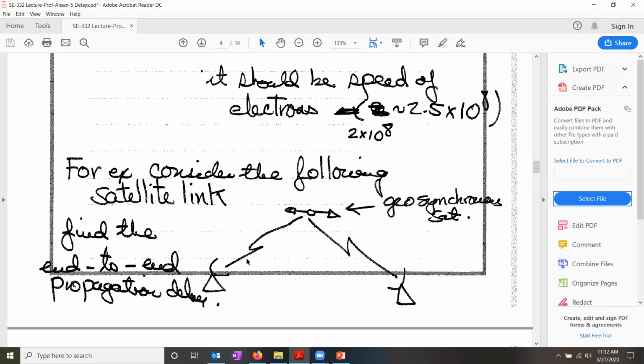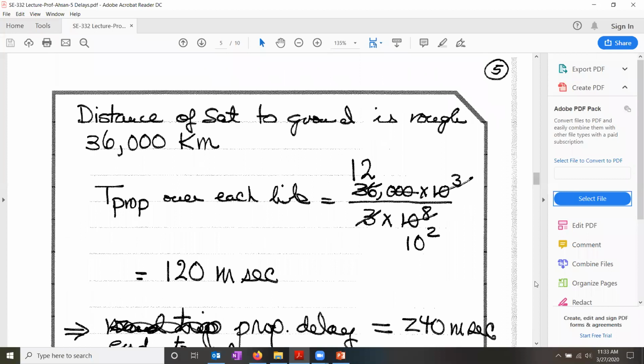So how many communication links are in this diagram? Two, sir. One from the sending end and the other for the receiving end. So if we calculate the propagation delay of this link and multiply it with 2, we get the total end-to-end propagation delay. And this is the same formula for propagation.